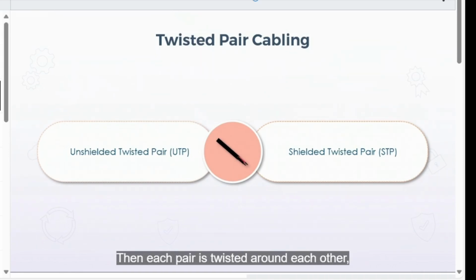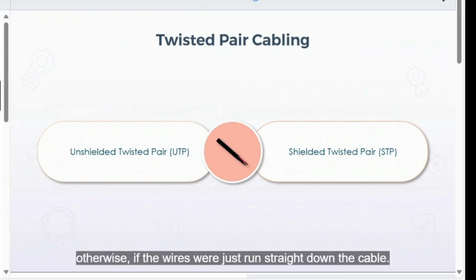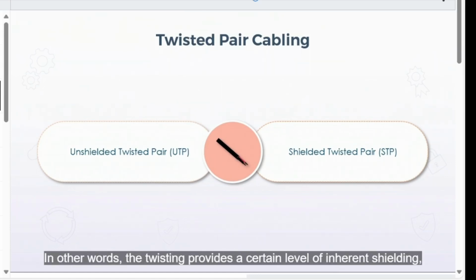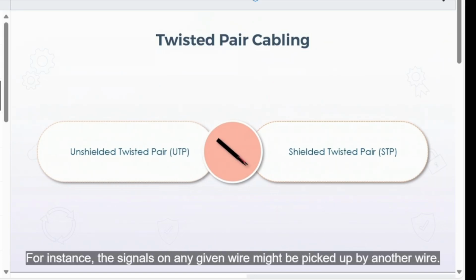Then each pair is twisted around each other, which itself is done to help reduce the level of interference and crosstalk that could occur otherwise if the wires were just run straight down the cable. In other words, the twisting provides a certain level of inherent shielding, but this largely refers to shielding against interference and crosstalk from the internal wires themselves. For instance, the signals on any given wire might be picked up by another wire.